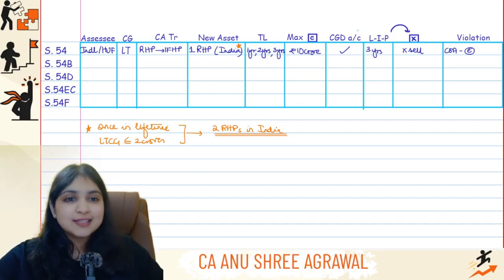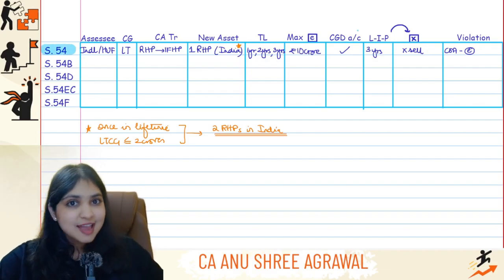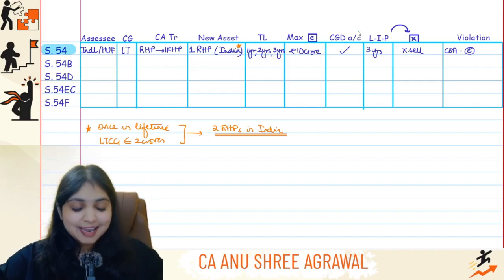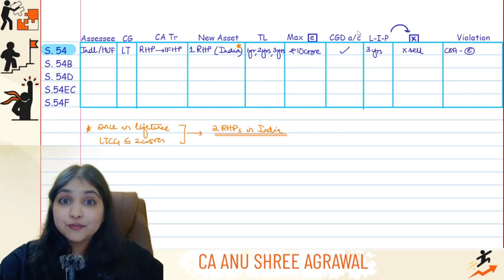Okay. Whatever exemption you have enjoyed under section 54 will be reduced from the cost of acquisition. Got it? So can I say one exemption section done, guys? Yes, I hope you got it right. Let's see if you can get section 54B correct.